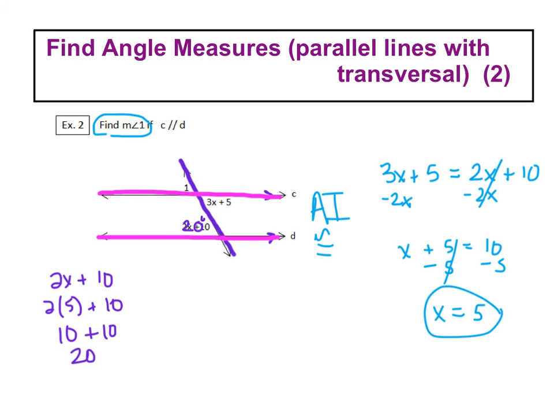degrees, what other angle measures are 20 degrees? Based off of the last video that we just did, I know that its vertical angle is 20 degrees, and I also know that its corresponding angle is 20 degrees, and we also know that this 3x plus 5 would be 20 degrees because we already said that those two angles were congruent. So based off of that, did we figure out the measure of angle 1? And we did. The measure of angle 1 is equal to 20 degrees from right here.